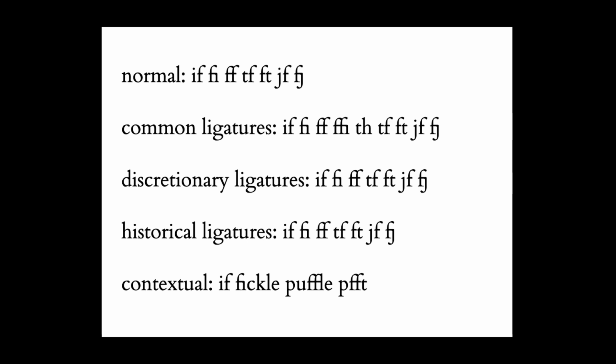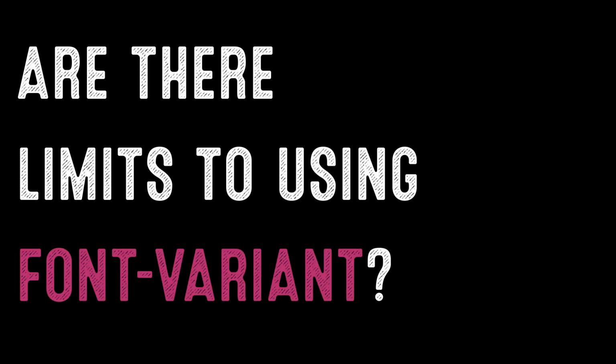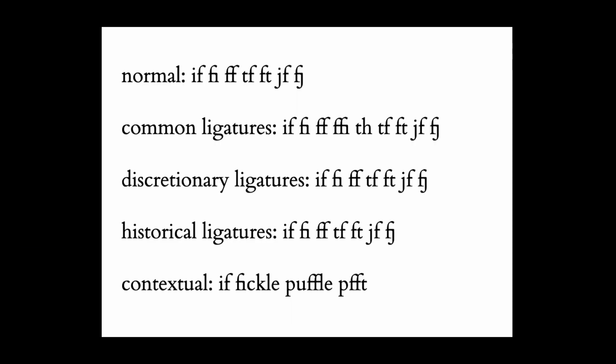So in order to really see the differences between these things, we would need to have a typeface that supports a historical ligature, a typeface where the typographer has built in a specific discretionary ligature. And with regards to contextual ligatures, the typographer would have to build in to the design of the typeface that it responds to the surrounding letters. Are there limits to using font variant? These are the limitations that you see with web typography.